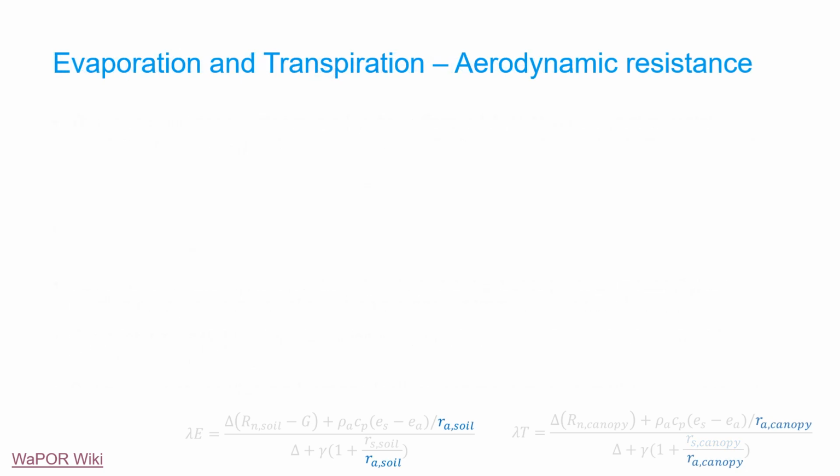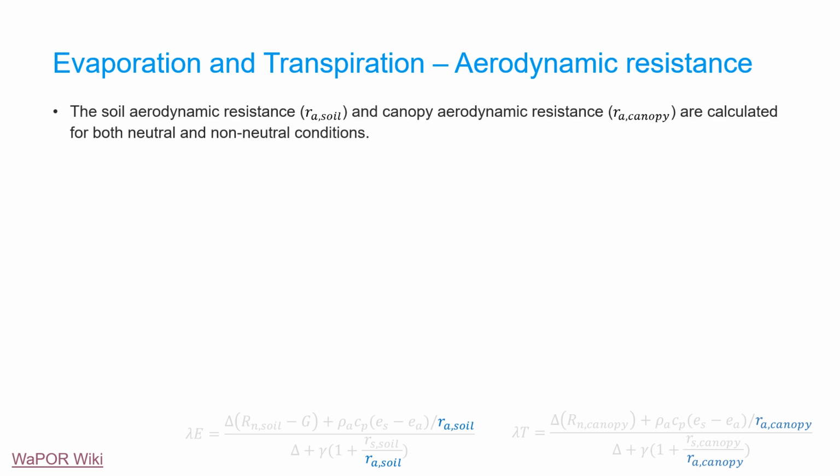The aerodynamic resistance in Penman-Monteith equations is calculated for both neutral and non-neutral conditions. Neutral condition exists when turbulence is caused only by shear stress or wind, using the classical formula.